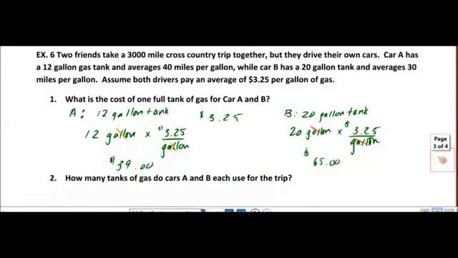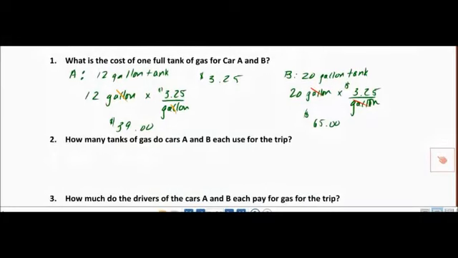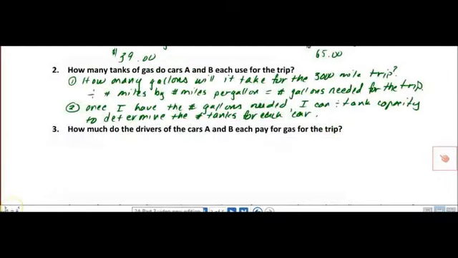So let's see what else we want to find out about this. The question is, how many tanks of gas would car A and B use, respectively, for the 3,000-mile trip? So think about setting that one up. How many tanks of gas do cars A and B use for the trip? Well, I'd need to find out how many gallons they're going to use for this 3,000-mile trip. And once I find out how many gallons they'll use for the trip, then I can figure out how many tanks of gasoline they'll use for the trip.